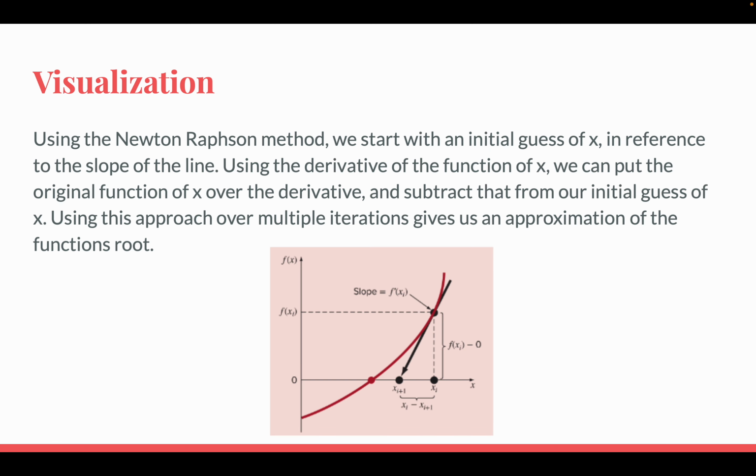So here we have a graph, so you can see a little bit better what's going on. We have the red line being our function, the black line being our derivative, this black dot being our initial guess along the x-axis, another iteration being this black dot, and they slowly just move towards this red dot, which is going to be the root, what we're looking for.